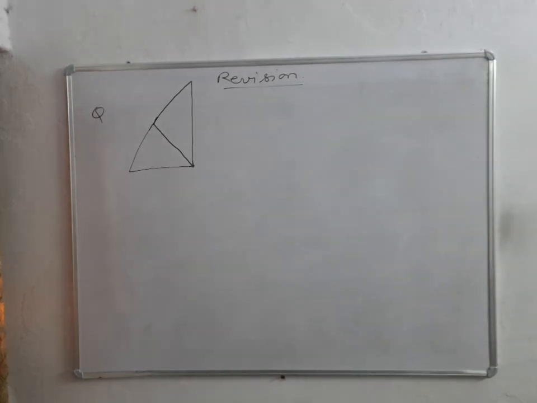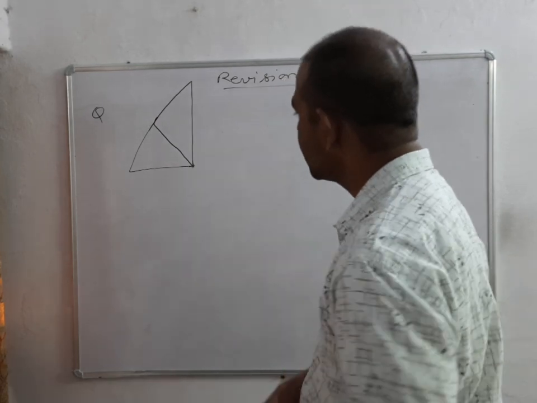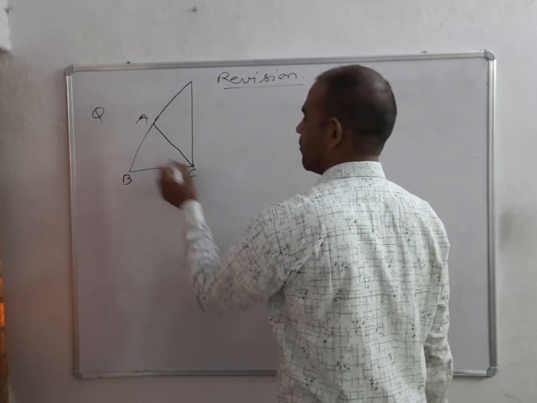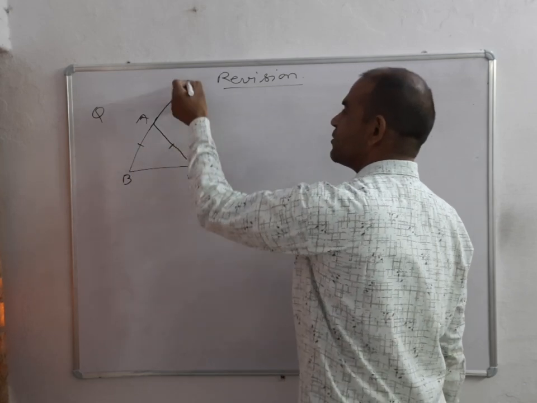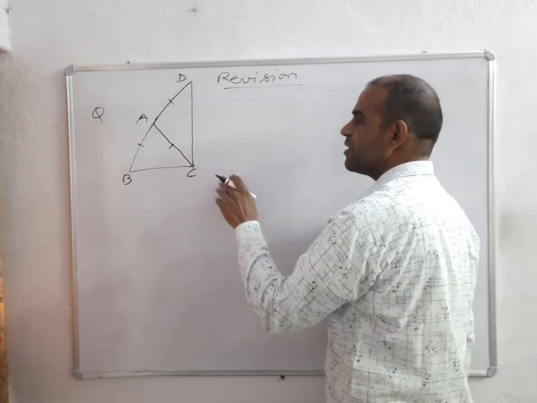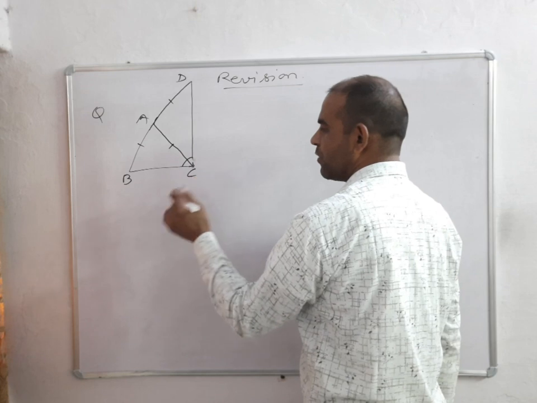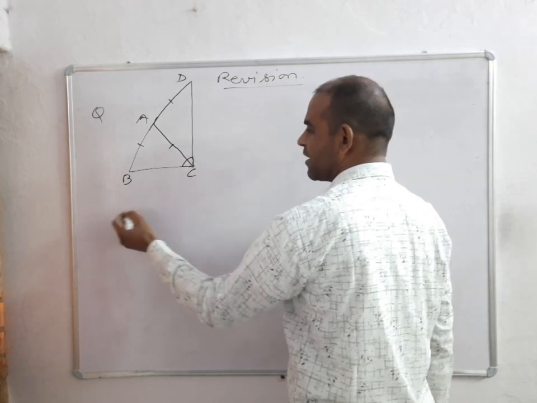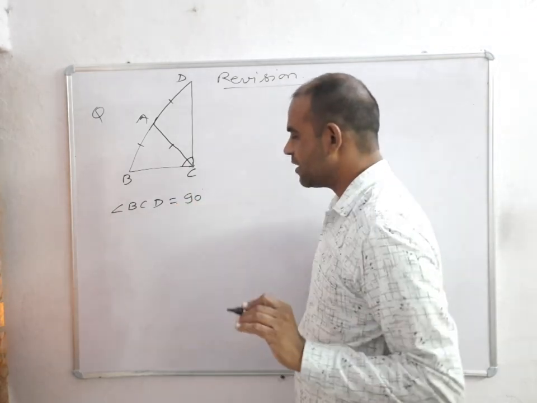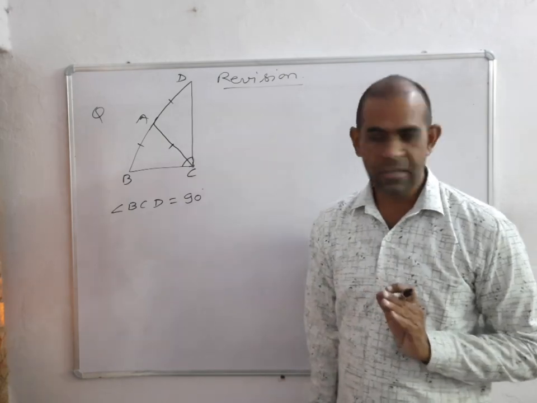Next question is, in triangle ABC, AB equals AC, and side BA is produced to D such that AB equals AD, and join CD, and prove that angle BCD is 90 degrees. That is, the triangle BCD is a right angle triangle.